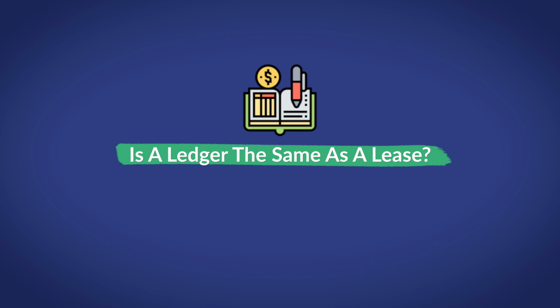Is a ledger the same as a lease? While some people call it a lease ledger, make sure you're not confusing it with a lease agreement. A lease is a document that outlines the terms and conditions for a rental property, business or residence. It will have information about the parties involved in the rental, security deposit conditions, late rent, and more.